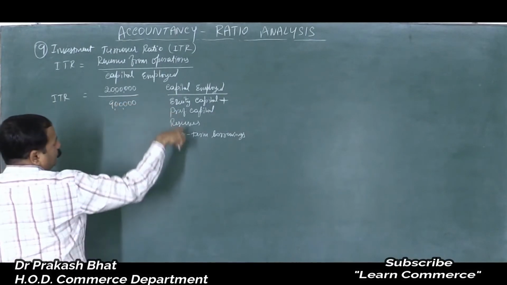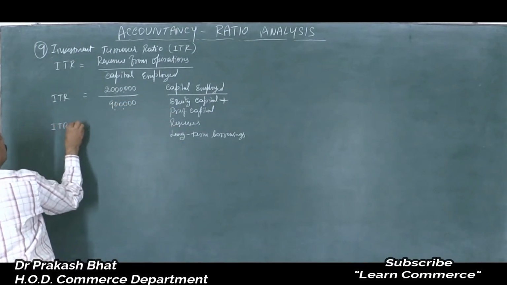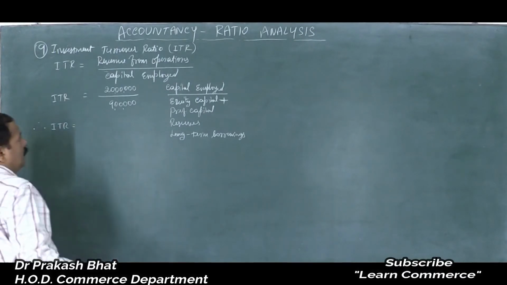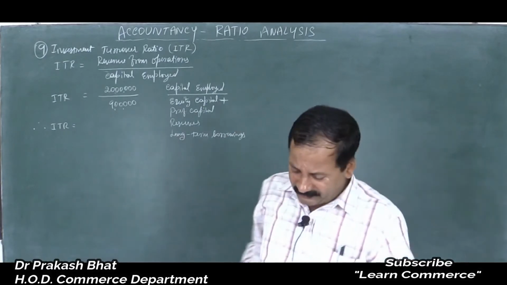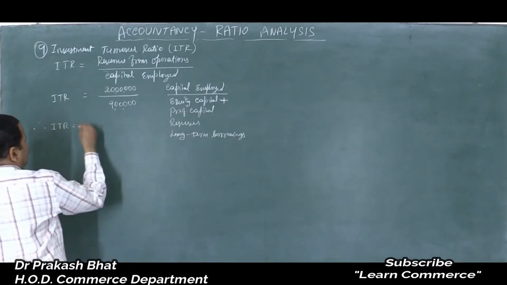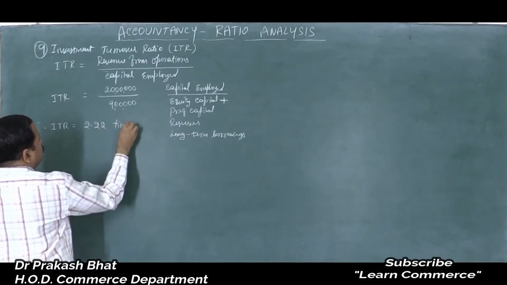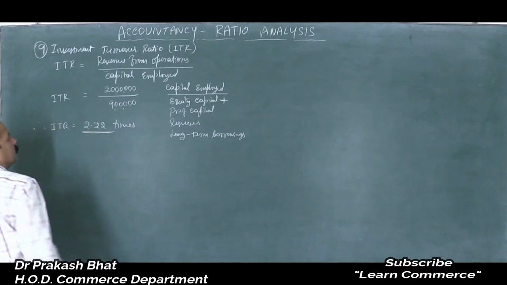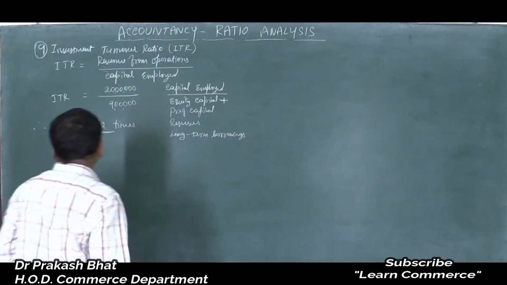I wrote here what are the items that are to be taken, isn't it? Therefore ITR is equal to, divide it and find out the final answer, 2.22 times, as it is turnover, isn't it? So 2.22 times. So that is how you have to solve this.